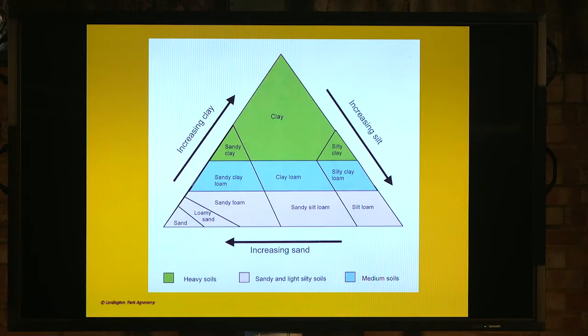We all know the soil texture triangle. You need to find out what soil type you've got, match the crop to it, and then use that information to get the correct machinery to manage your soils. But if you don't know what soil you've got, you can't make the right decisions.